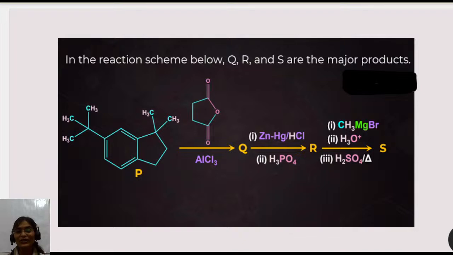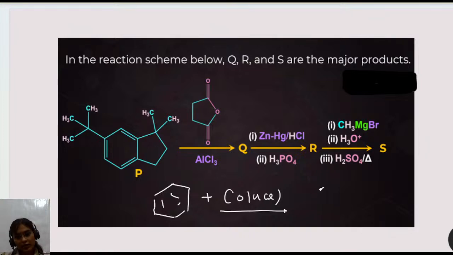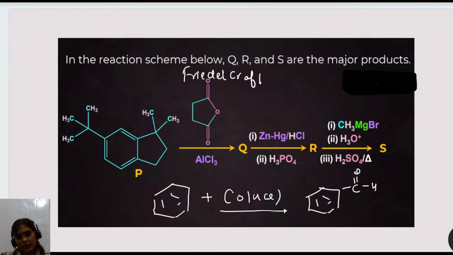No, Shiva, it's not the Gattermann-Koch reaction. For the Gattermann-Koch reaction, what are we going to use there? That is CO and HCl, if you remember. And what we start with there is just benzene. So if you use benzene and this, we end up with benzaldehyde. So it's not a Gattermann-Koch reaction. It's a Friedel-Crafts acylation. Okay, it is a Friedel-Crafts acylation reaction.